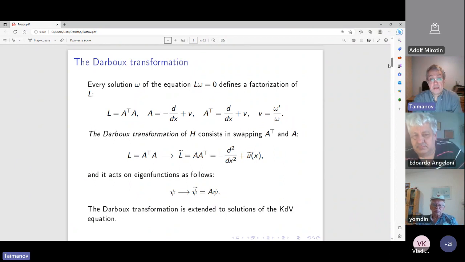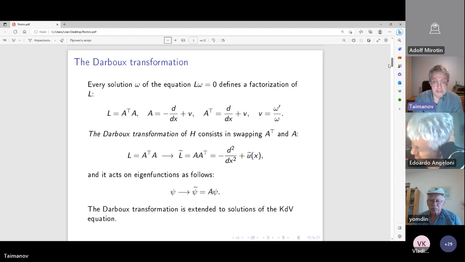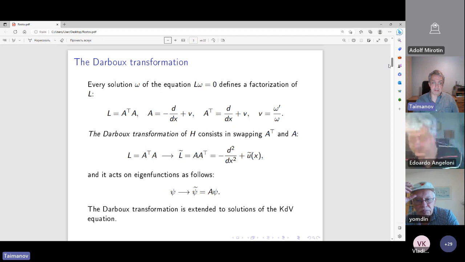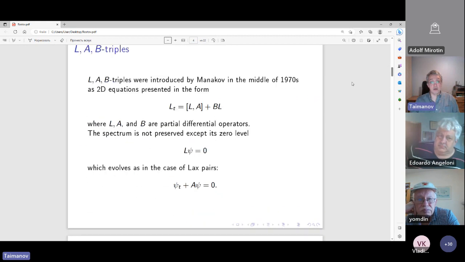In this article in the early 70s, it was called the Bäcklund transformation. That was misleading because the Bäcklund transformation has another geometrical background. So what are now LAB triples?